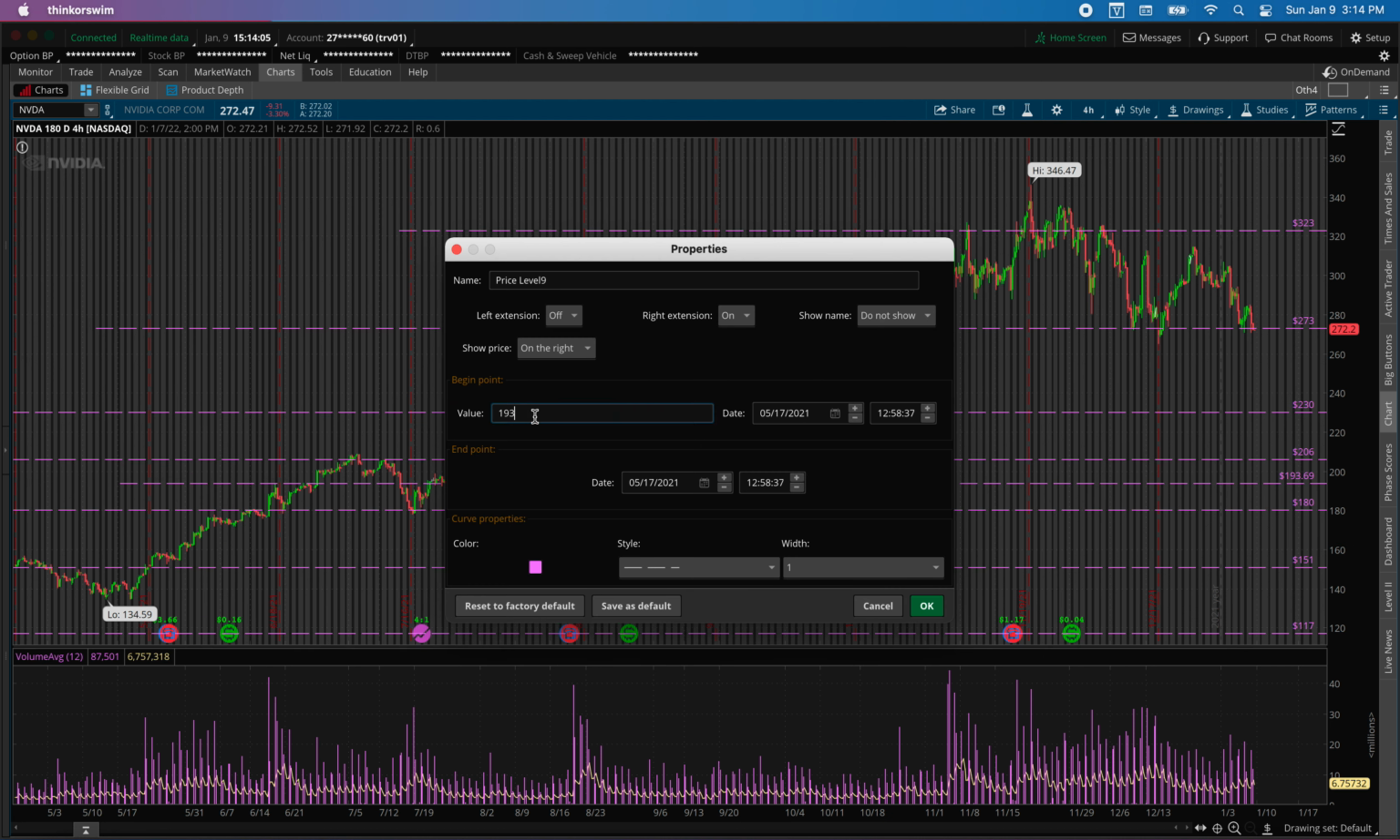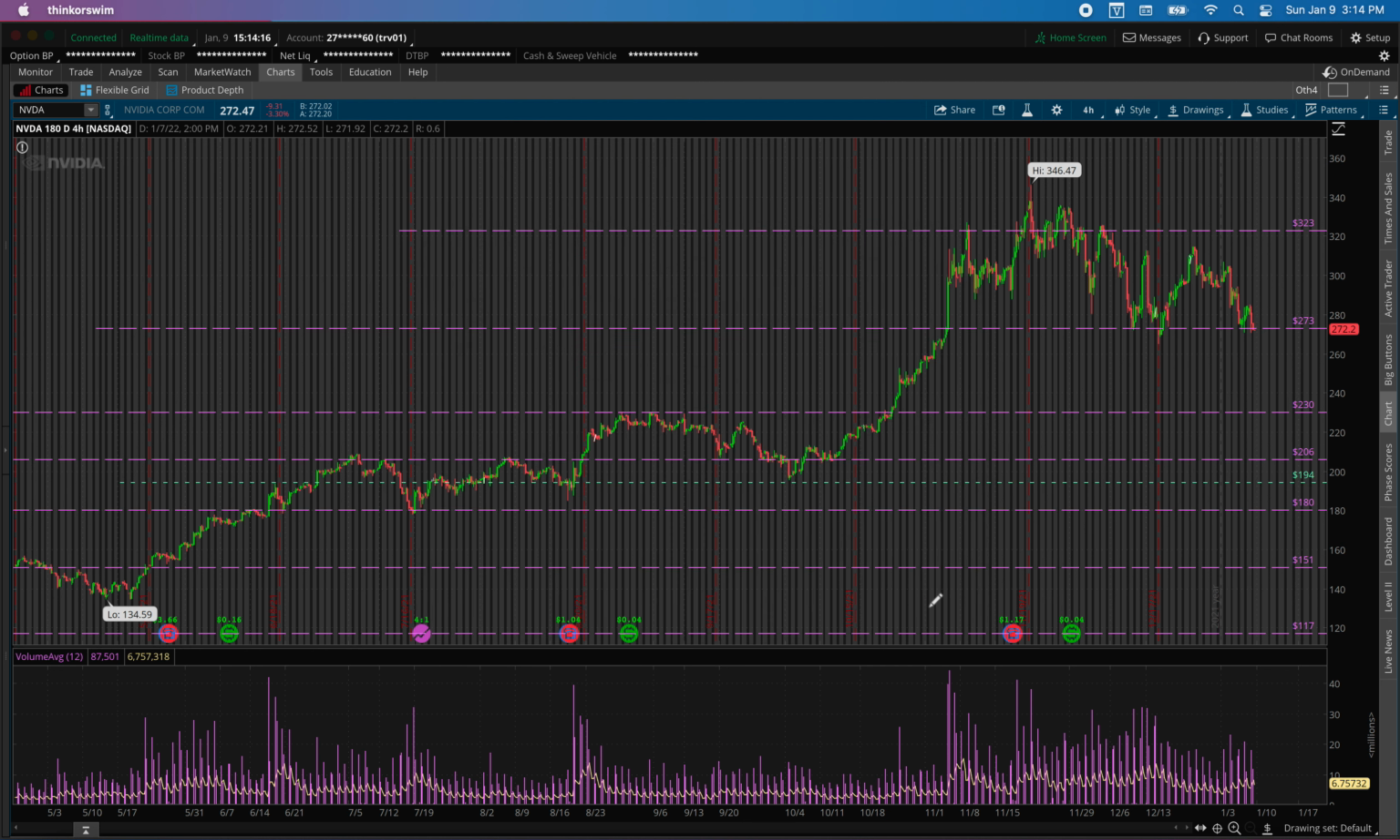We're going to round it off. So 194. The color I'm going to change it to is green, and I'm going to make these lines smaller, letting me know that these levels are not as critical as the previous purple ones. So I have this level there. I'm going to continue doing what I was doing.